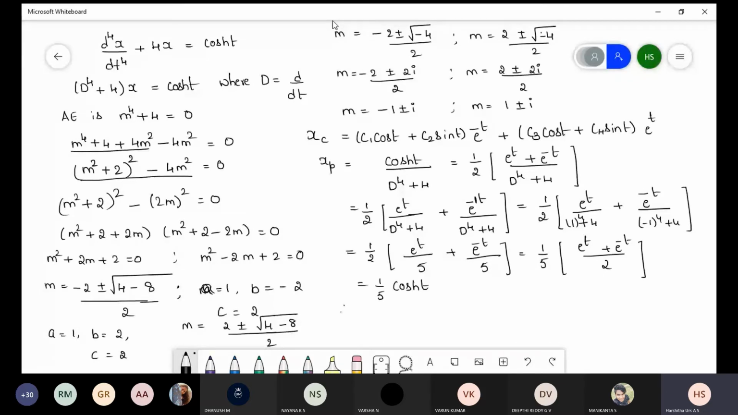Therefore x is equal to xc plus xp. So xc means (c1 cos t plus c2 sin t) e power minus t, plus (c3 cos t plus c4 sin t) into e power t, I write down, plus 1 by 5 into cos hyperbolic t.